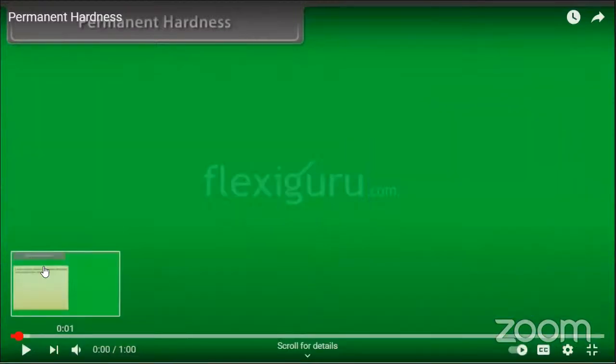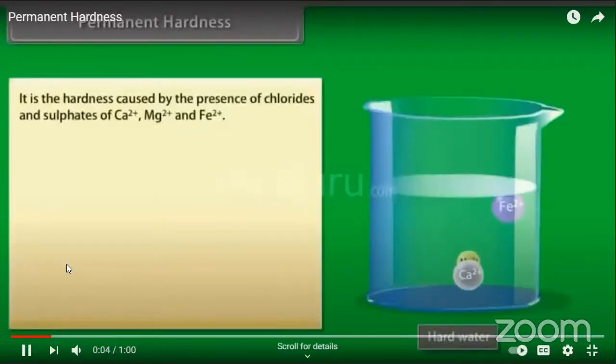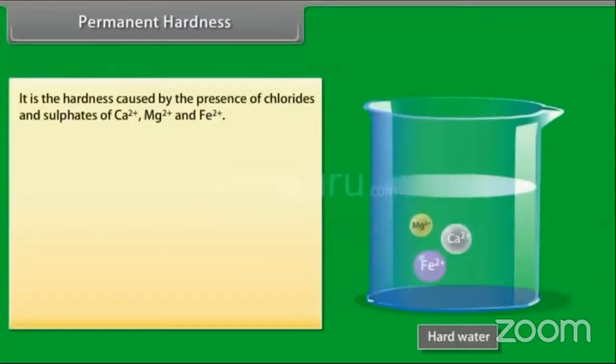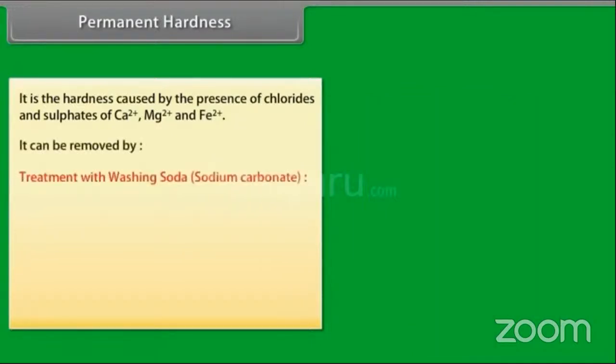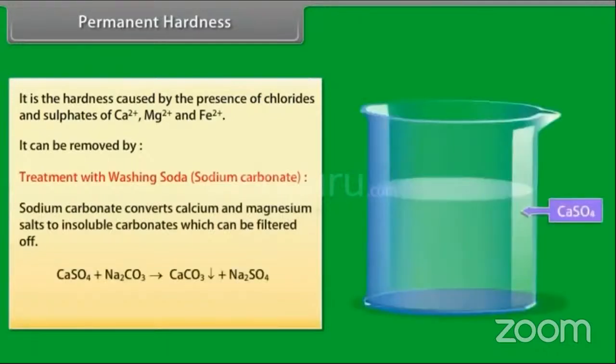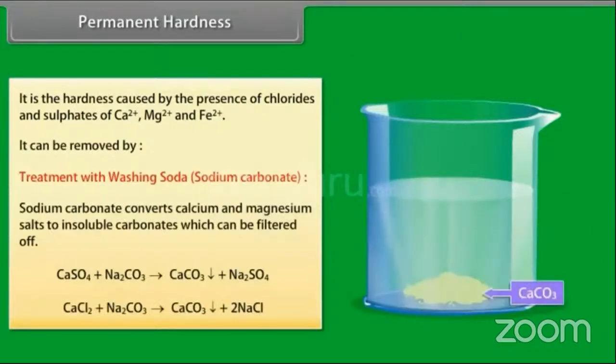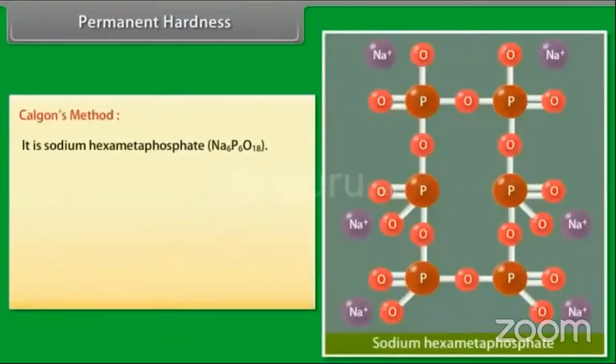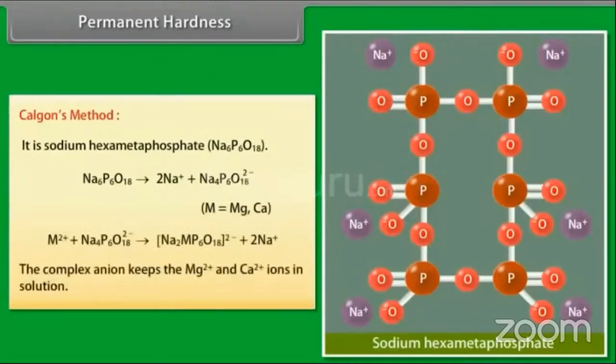Hardness. It is the hardness caused by the presence of chlorides and sulfates of Ca2+, Mg2+, and Fe2+. It can be removed by treatment with washing soda or sodium carbonate. Sodium carbonate converts calcium and magnesium salts to insoluble carbonates which can be filtered off. Calgon's method. It is sodium hexametaphosphate. The complex anion keeps the Mg2+ and Ca2+ ions in solution.